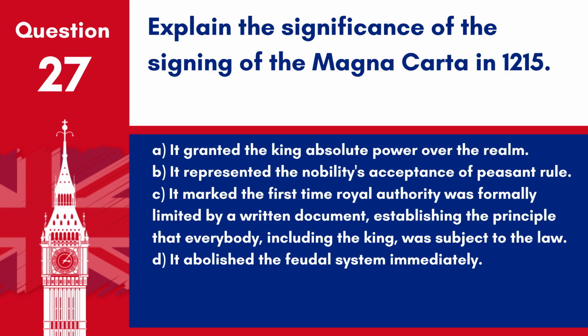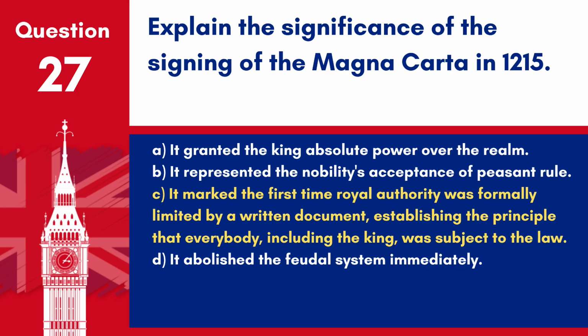A. It granted the king absolute power over the realm. B. It represented the nobility's acceptance of peasant rule. C. It marked the first time royal authority was formally limited by a written document, establishing the principle that everybody, including the king, was subject to the law. D. It abolished the feudal system immediately.